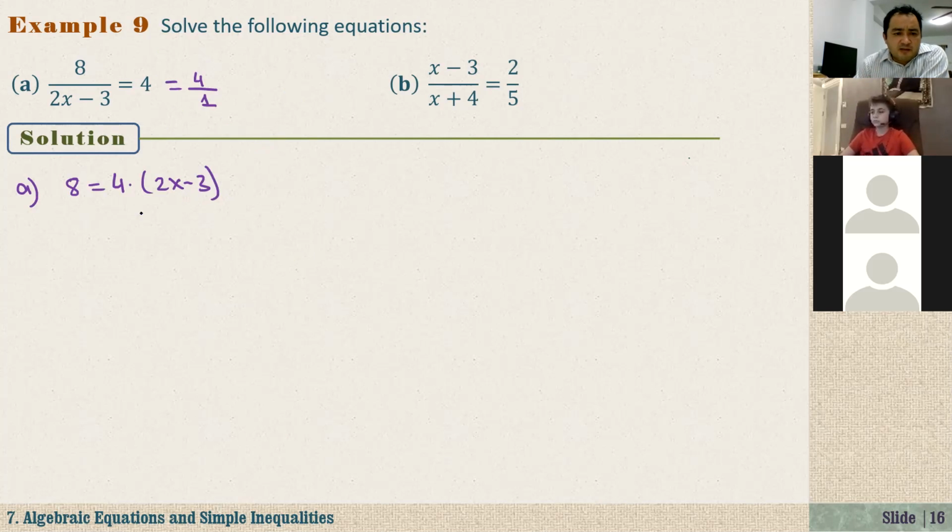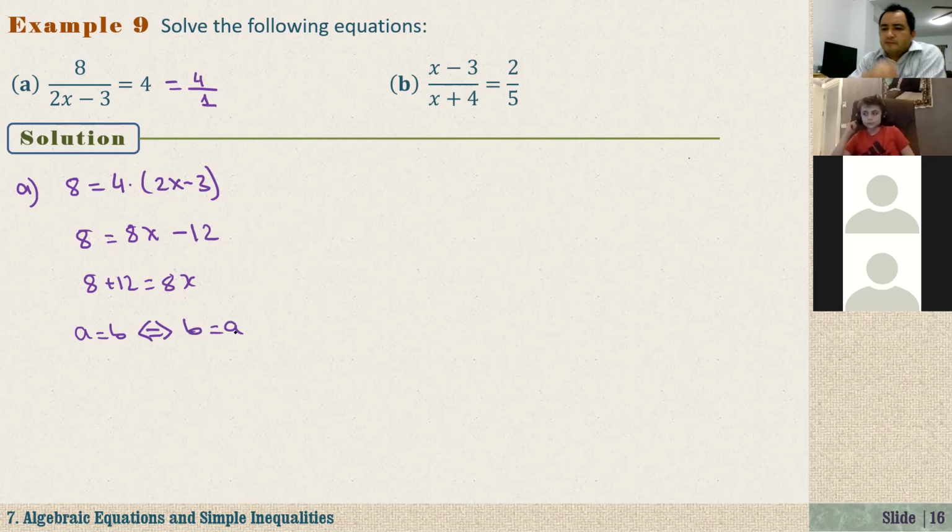Now let's expand the right-hand side. Here we have 4 times 2x, 8x, minus 4 times 3, it is 12. Take negative 12 to the left-hand side. 8 plus 12 equals 8x. If a equals b, that means that b equals a, right? So I can just write this 8x on the left. 8x equals 8 plus 12, it is 20.